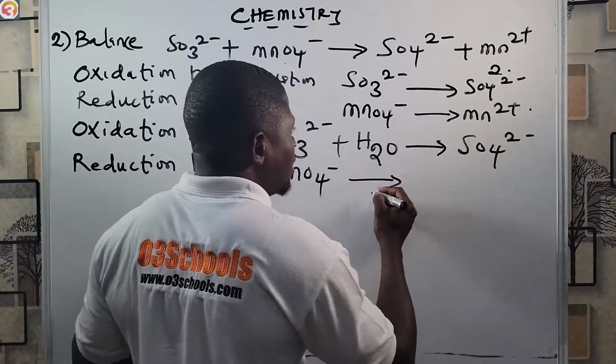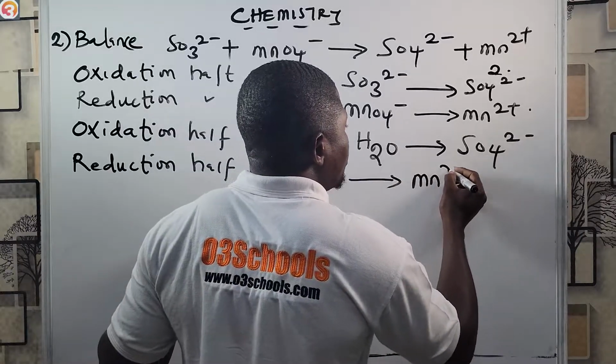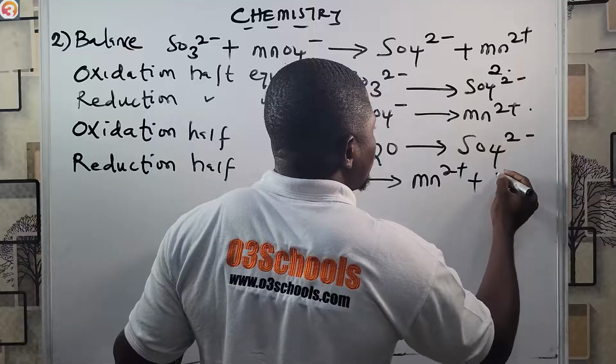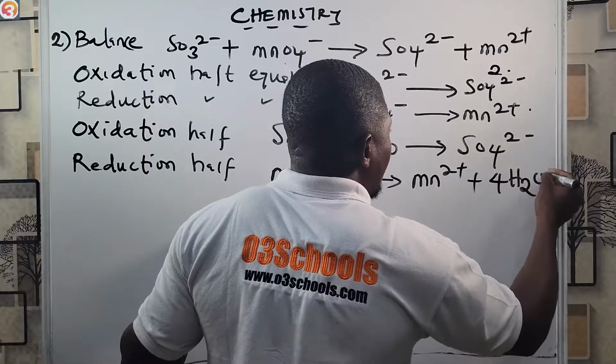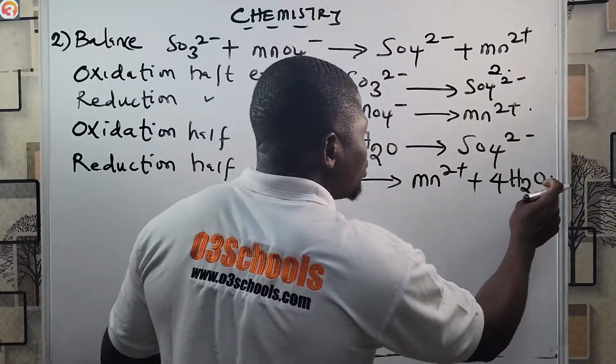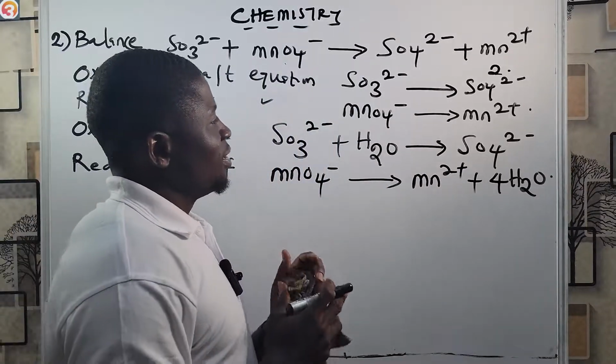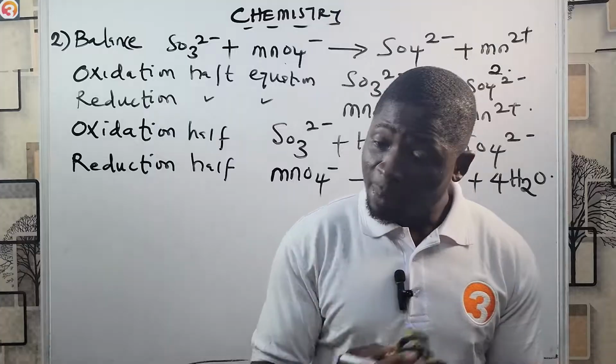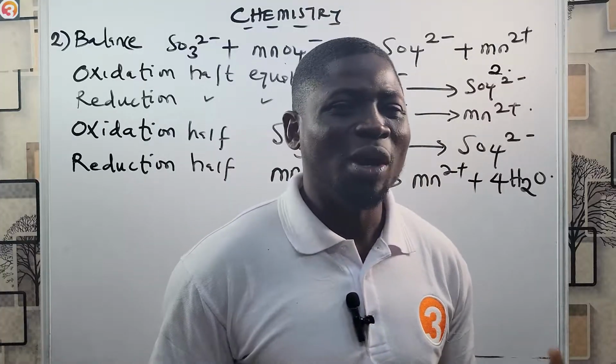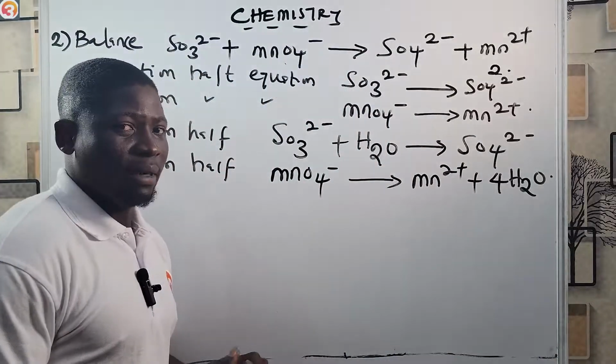MnO4-, then it will give us Mn2+, plus 4 water molecules. So that here now we have 4 atoms of oxygen on both sides. You see how simple it is. So if you have been following all our episodes, you see that you don't have any problem at all understanding how to balance redox reactions.